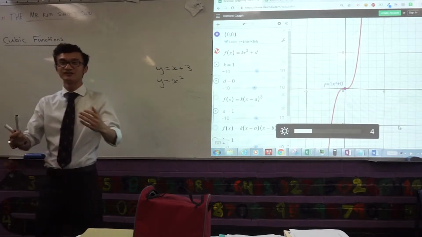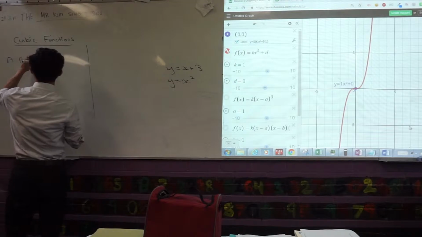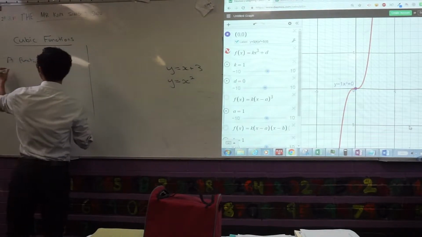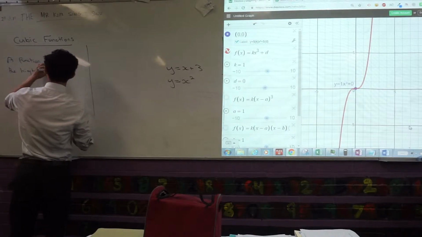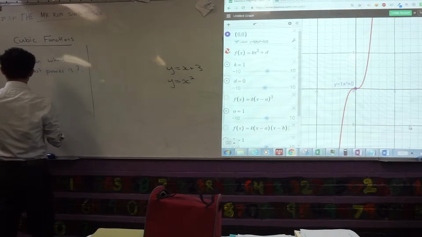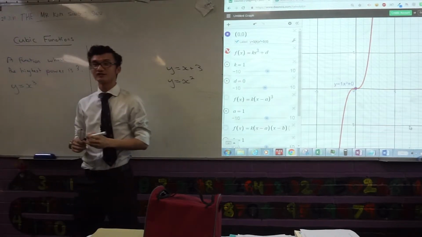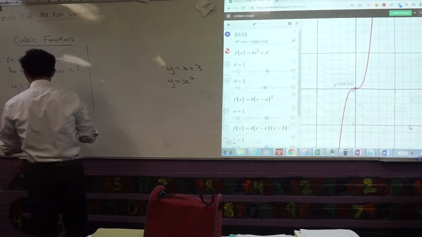Cubic functions, no guesses there, right? A function where the highest power is 3. So for example, y equals x cubed is your basic cubic function, right? Just graphically, what does this look like? It looks like this.